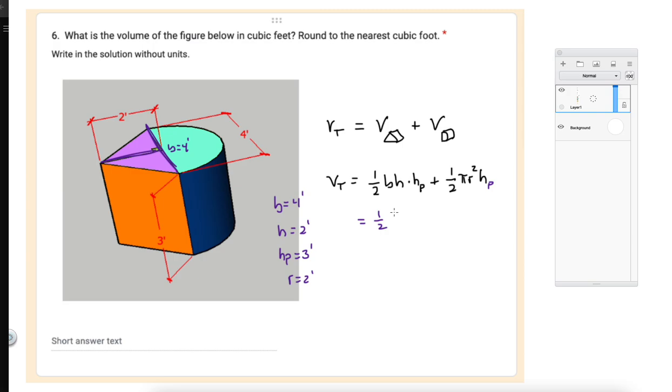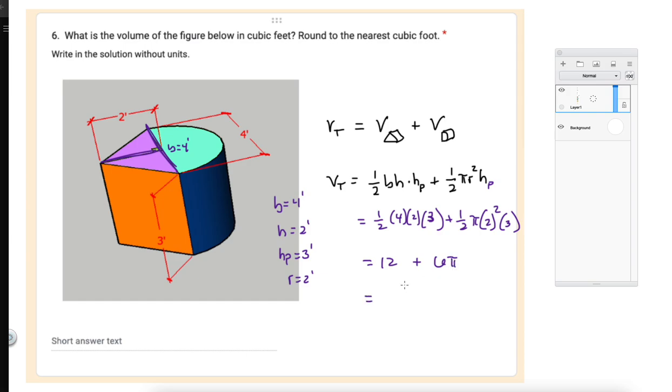So we got 1/2 times 4 times 2, okay, that's this purple triangular area here, times the height of the prism, which is 3, plus 1/2 pi times the radius of the circle, which is 2, so I got 2 squared, times the height of the prism, which is 3. Okay, so half of 4 is 2, times 4 times 3. This first part right here is 12, and this next part right here is 4 times 3 is 12, 6 pi.